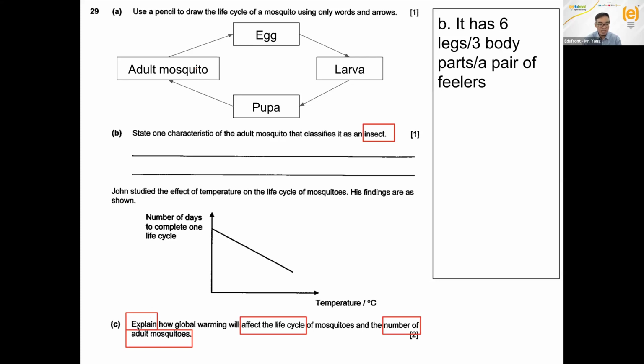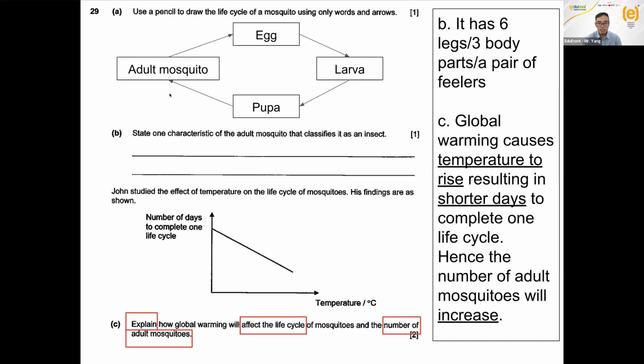So they ask you the question here, keyword, explain. Secondly, it's a 2-mark question. Global warming is the phenomenon where there's a gradual increase in the earth's temperature over a period of time, and it will affect the life cycle of mosquito and the number of adult mosquitoes. So you need to link part C to part B and part E. So how do you answer this?